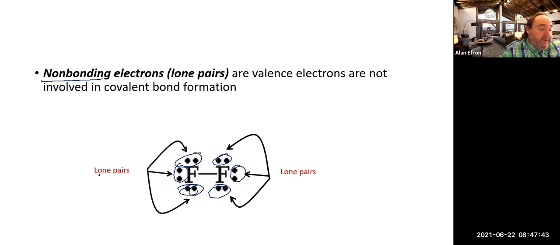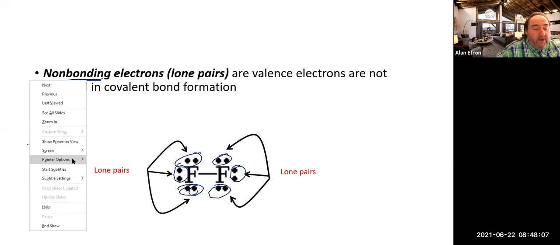I'm older, so I call it lone pairs a lot, but lone pairs or non-bonding electrons are really the same thing. And again, most books now call them non-bonding electrons. Non-bonding electrons are, much like the name implies, electrons that are not involved in a bond. There's no other element on the other side of those electrons. They are there and they're not involved in the bond.